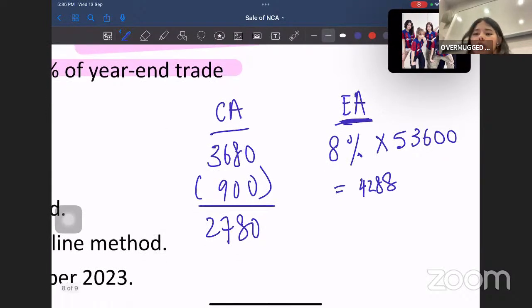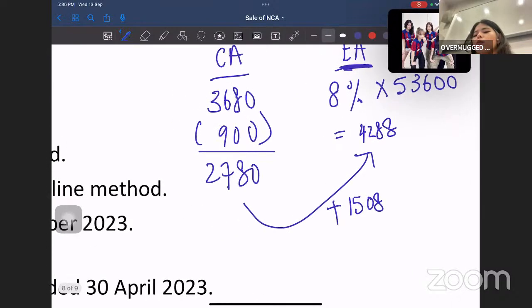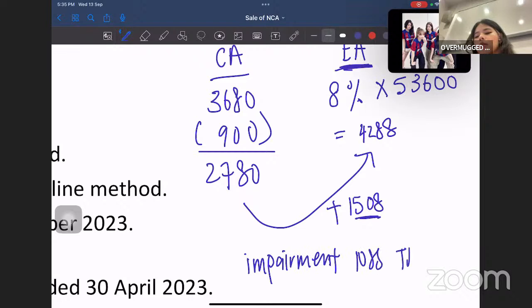Okay, and then here to adjust. So this is all about adjusting allowance, right? So how do I move from 2780 to 4288? I will need to plus 1508. So this 1508 will be called your impairment loss on trade receivable. Impairment loss on trade receivable. This is an expense. So your 1508.